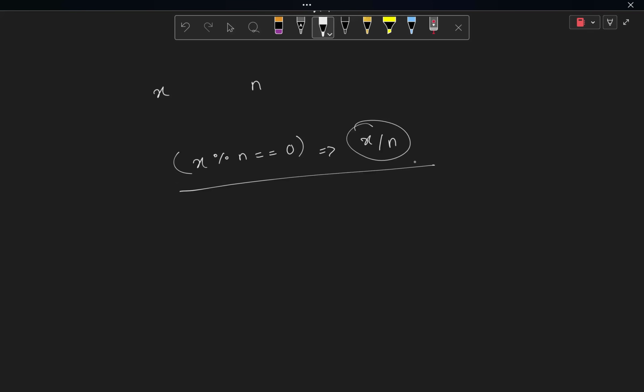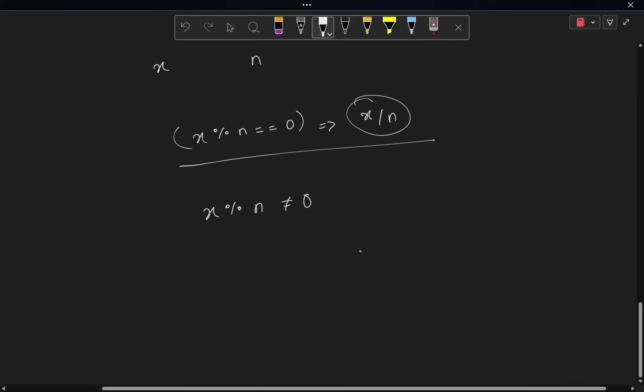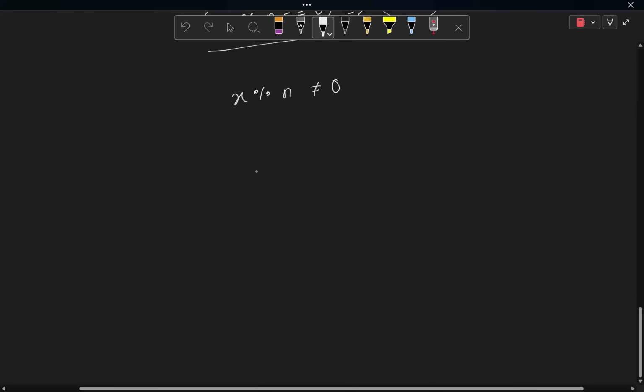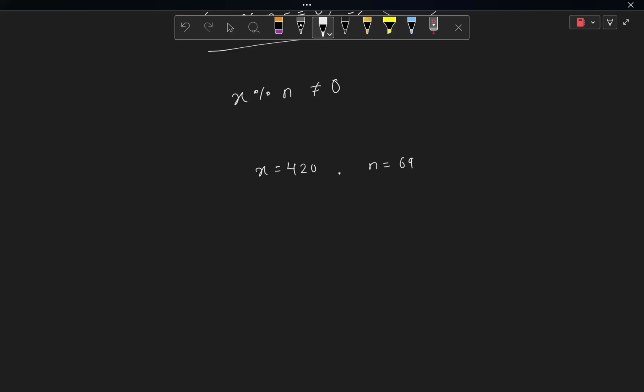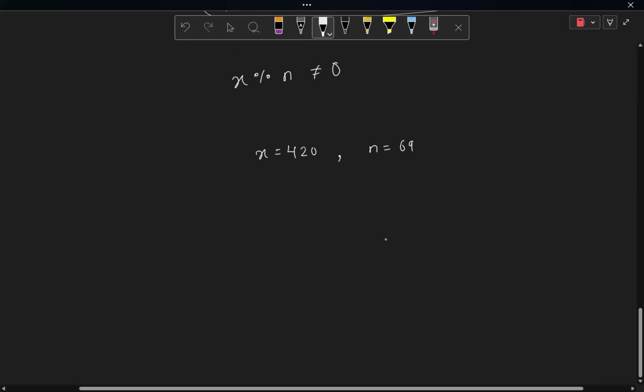Okay. After that, we talked about the case where x mod n is not equal to 0. What if it is something different? So for the example purpose, we took x equal to 420 and n equal to 69. We just wanted to know what will happen here. This was a test case.